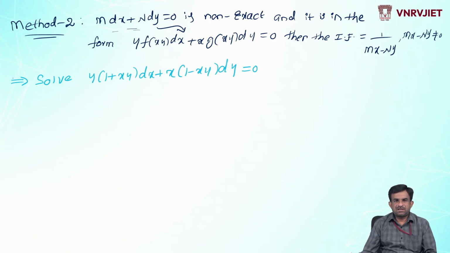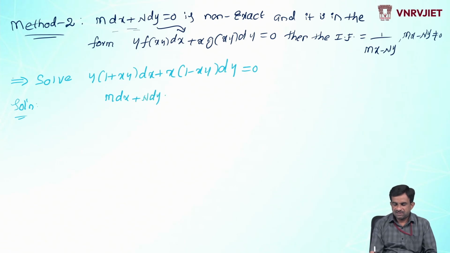Whenever it is non-exact only, you have to go through all the methods one by one: method 1, method 2, method 3. There are 4 to 5 methods, so one by one we have to see. So this is the first order differential equation, and what we have to see here is whether this differential equation is in the form M dx plus N dy equal to 0 or not.